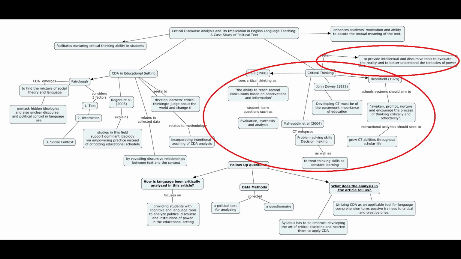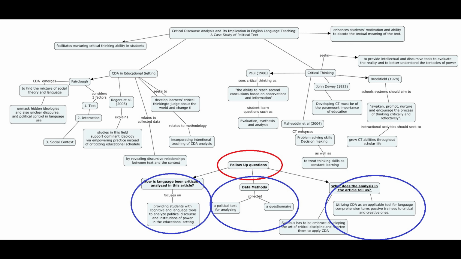Additionally, John Dewey poses that developing critical thinking must be of paramount importance in education. He specifically starts a discussion as to including critical thinking development in the curriculum. We could also argue that Brookfield suggests school systems should aim to awaken, prompt, nurture, and encourage the process of thinking critically and reflectively. In this sense, instructional activities should all aim to grow critical thinking abilities throughout scholar life. Lastly, we could also affirm that Mayudin et al. consider that critical thinking enhances problem-solving skills, decision-making, as well as treating thinking skills as constant learning. This construct is linked to both the methodology and the data collection process as it provides the specific and micro skills that students need to develop to push their thinking toward critically understanding reality.